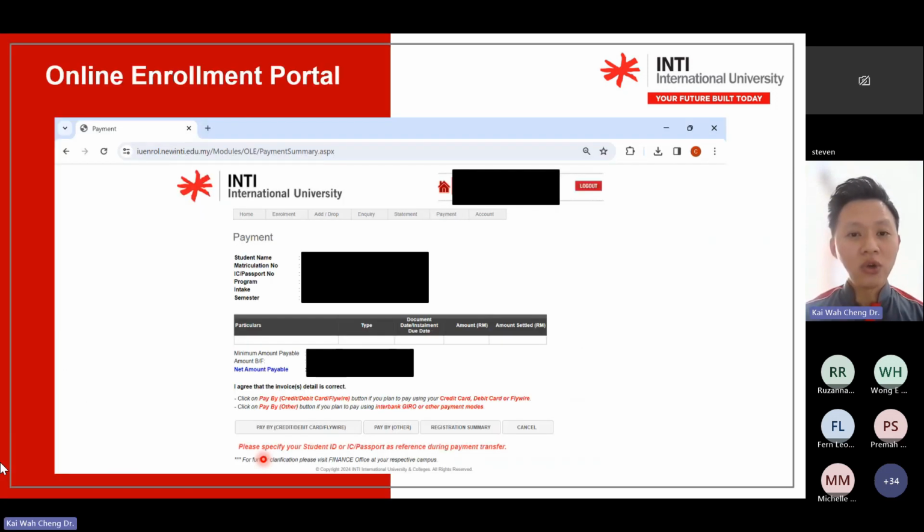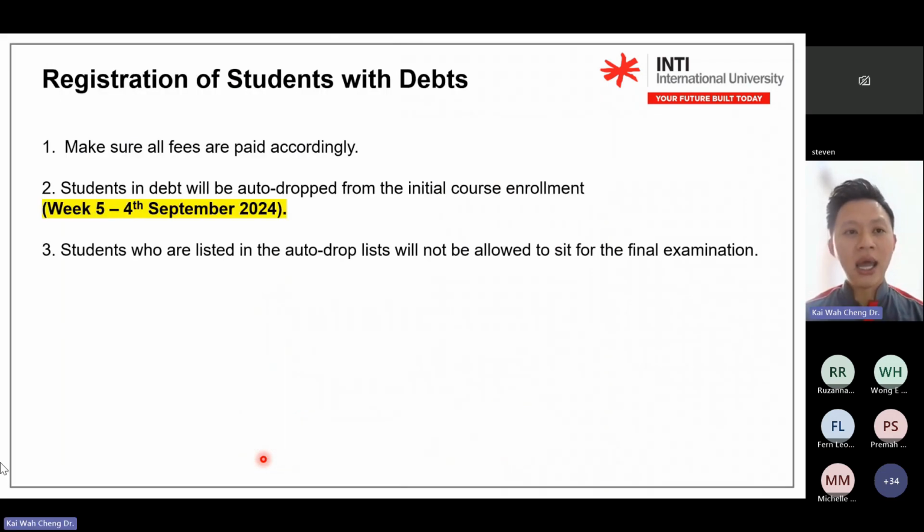And we also can use course enrollment to check the amount of tuition fees. And then how to clear your tuition fees, you already know about it in the previous sessions, so I will skip. And these are the 3 reminders in terms of tuition fees. Number 1, make sure all tuition fees are paid accordingly. Number 2, students in debt will be auto-dropped from the initial course enrollment.